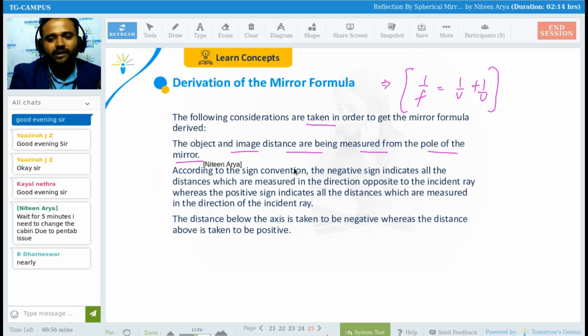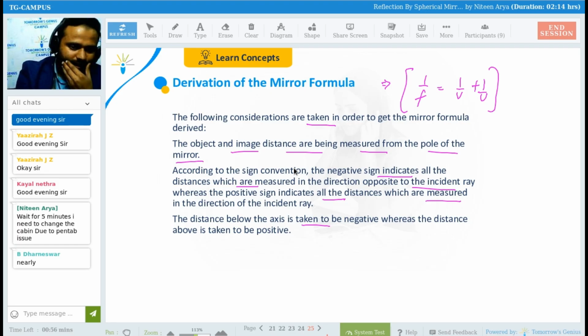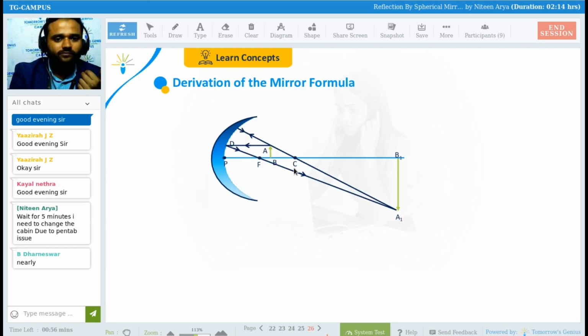We know this thing. According to the sign convention, the negative sign indicates that all the distances are measured in the direction opposite to the incident ray, and the positive sign indicates all the distances measured in the direction of the incident ray. The distance below the axis, the y-axis, is taken to be negative, whereas the distance above the axis is taken as positive. We're going to see this on the next page.